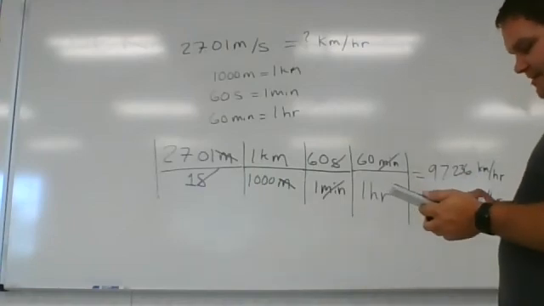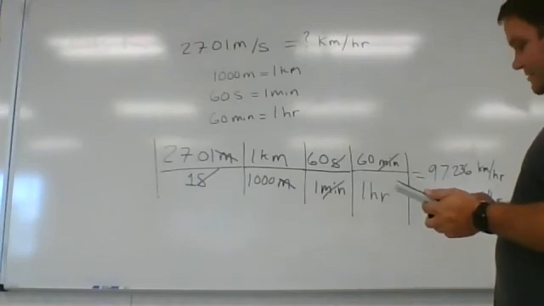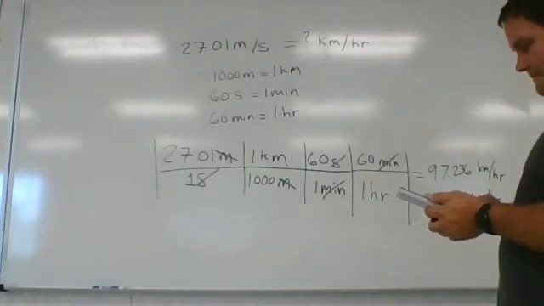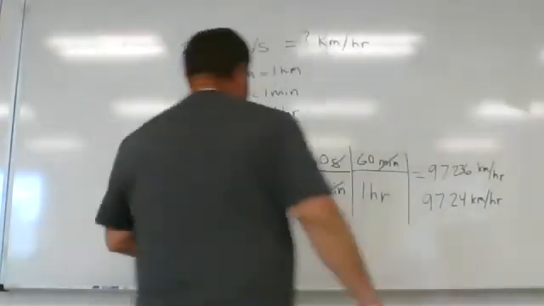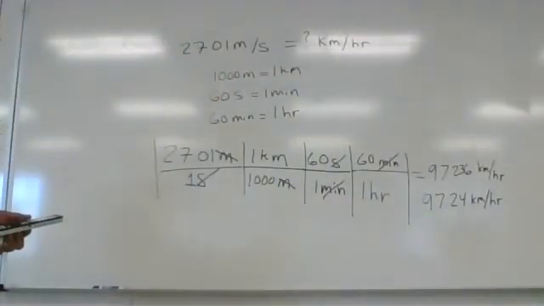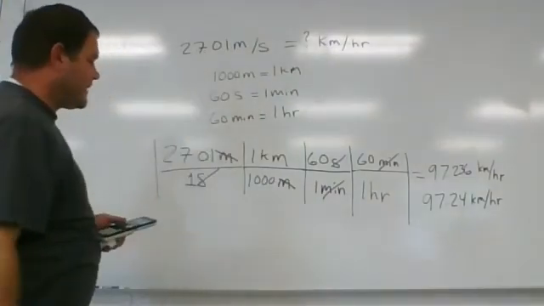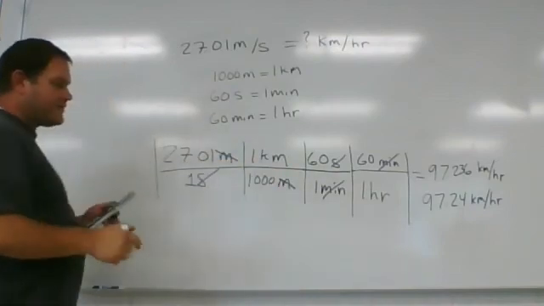Double check my math on that again. So 27.01 divided by 1,000, okay, times 60, 60 again. Okay, yep, 97.24 kilometers per hour. Okay, is the idea. All right, so there's how you can solve when you have 2 different units that you're trying to convert, okay? One of those units goes on the top, the other one goes on the bottom, and then kind of solve from there, okay?